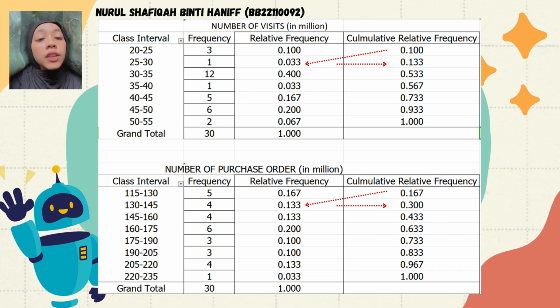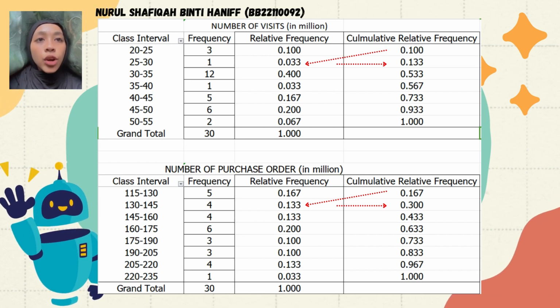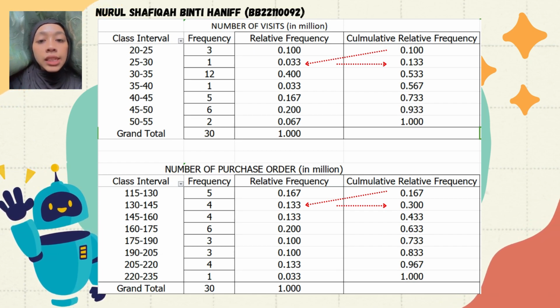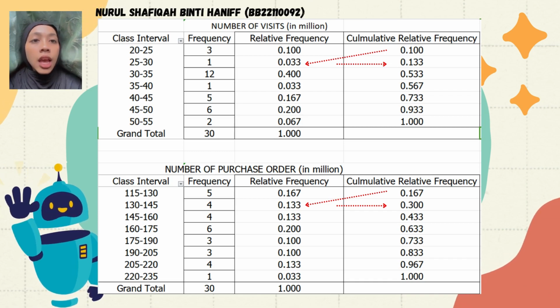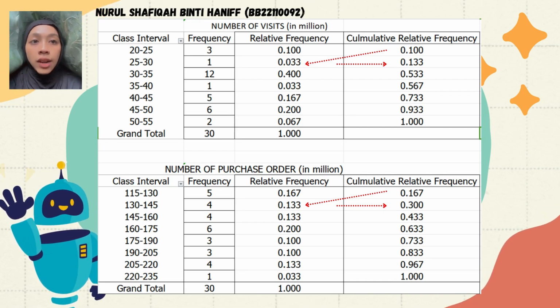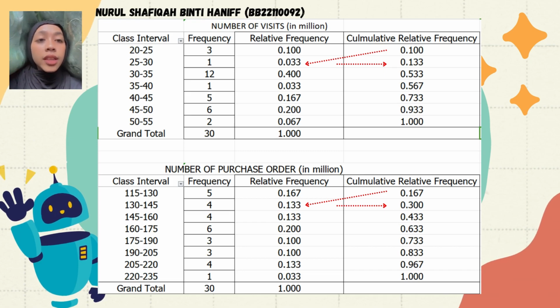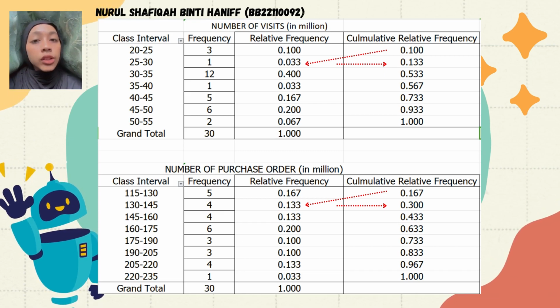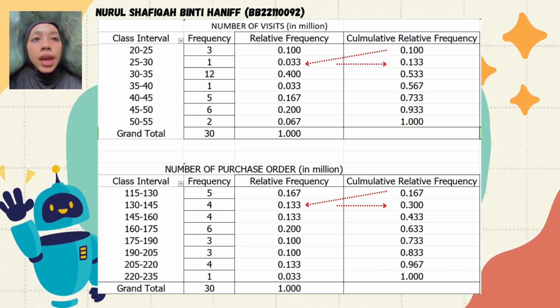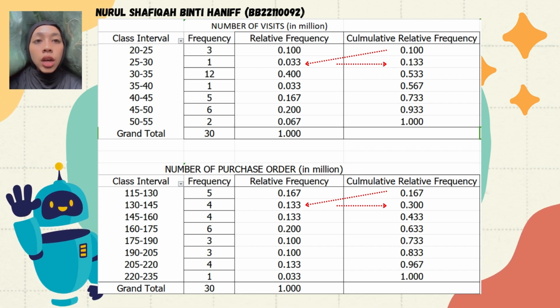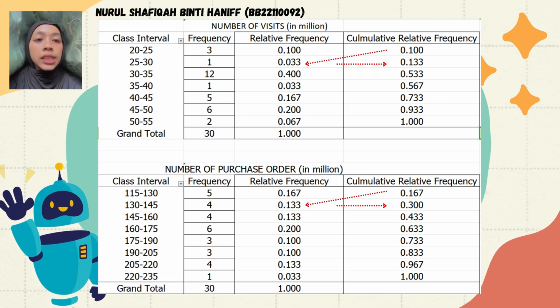As for the relative frequency of the number of purchase orders, it is the same as number of visits. I take 5, the first class interval frequency, and divide it by 30, so I get 0.167, which is the first relative frequency. The relative frequency for purchase order continues using the same formula. As you can see, the grand total for relative frequency must be 1.